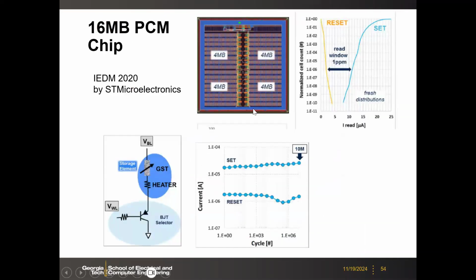So here, this is a chip by ST Microelectronics, and you see 16 megabytes, and then here you see the window, right? So you really care about this tail. This is at 1 ppm. 1 ppm is 1 per 1 million, right? You need the real tail. Still, there's a window, okay? And then here the endurance, they report the endurance up to 10 million cycles, 1E7 cycles. So pretty good.